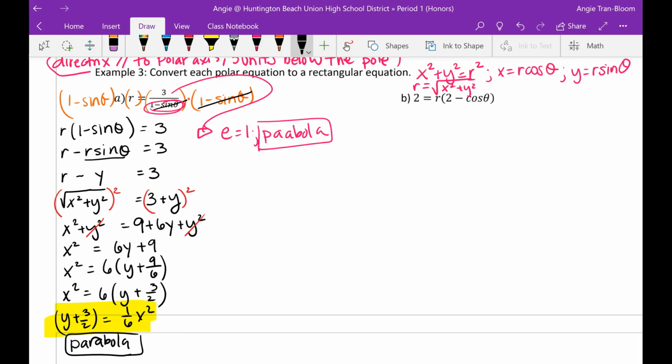All right, next, I will now just distribute. So 2 equals 2r minus r cosine of theta. Then I will now go 2 equals 2r minus, this is what?